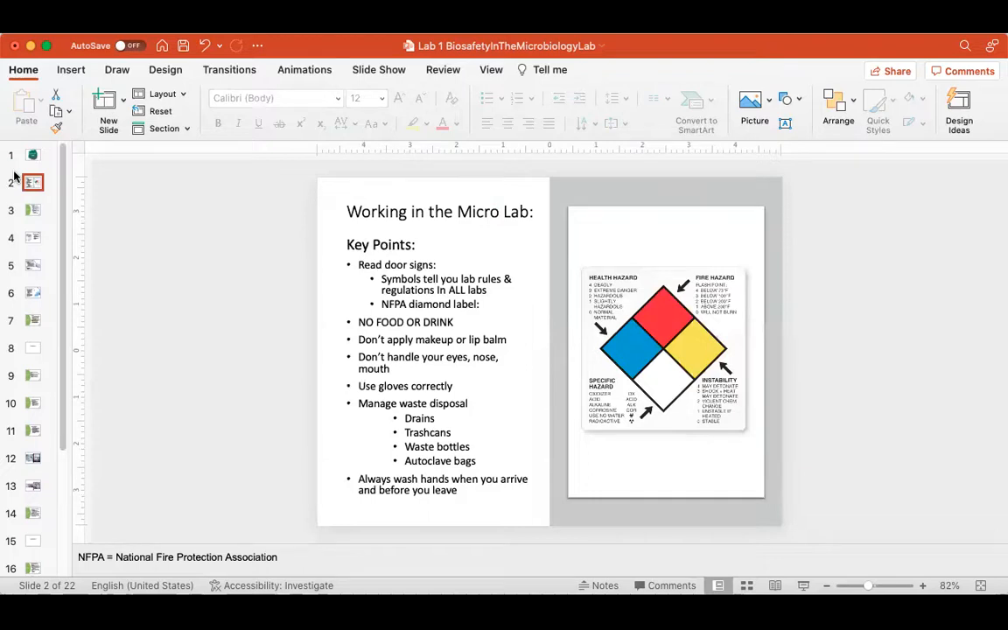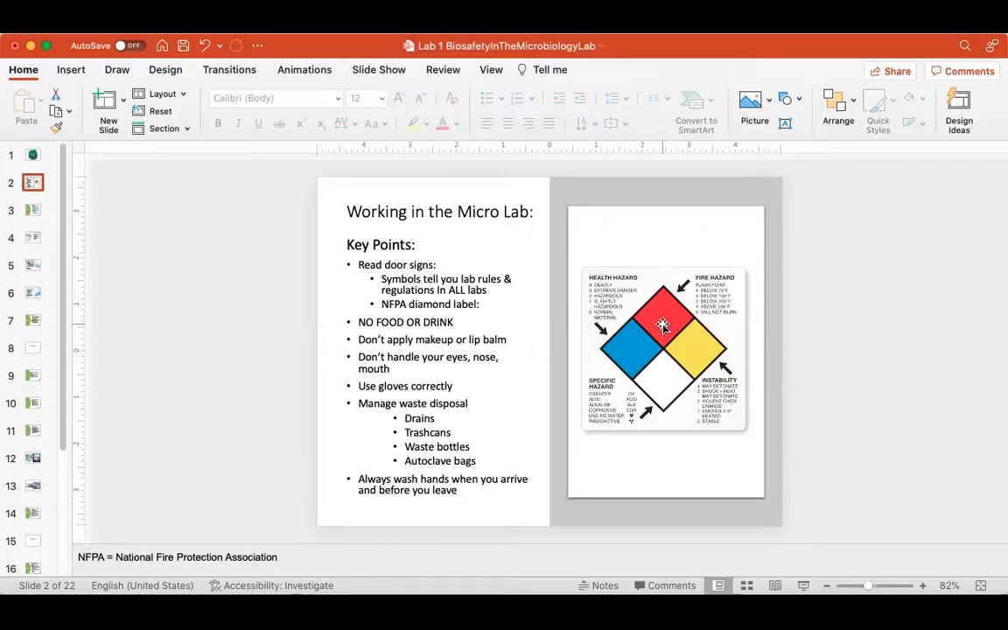Now, believe it or not, you can get a lot of information about what happens in a laboratory space, including a microbiology laboratory, before you step foot into the room. That's because on every working laboratory door, there's one of these diamond-shaped diagrams. This is called an NFPA label. It provides a universal code for what's happening in the laboratory in terms of hazards. So this diamond has four colored boxes on it.